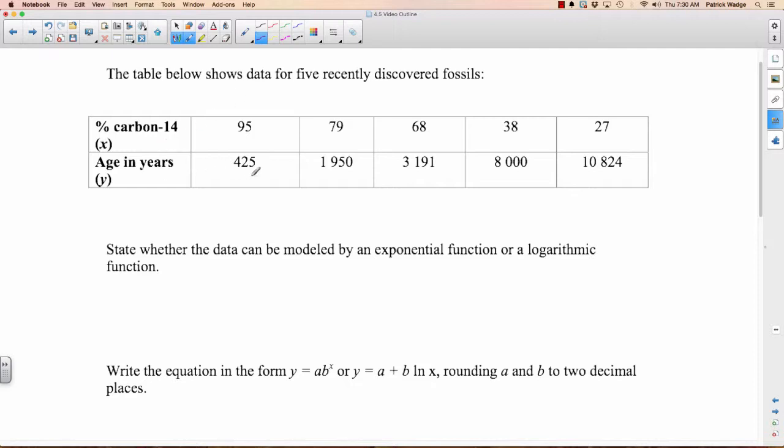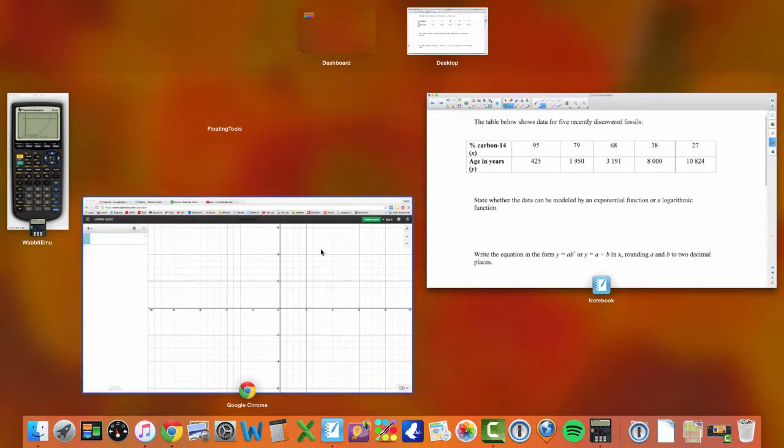So after 425 years there was only 95%, well it's still a lot, 95% of the carbon, carbon 14 left in some organism, and it goes all the way down to 10,824 years after it died, and there's still 27% of the carbon 14. Again, we want to say whether it can be modeled by an exponential or logarithmic function. So here we go, let's go to Desmos.